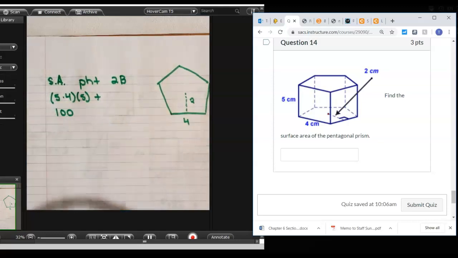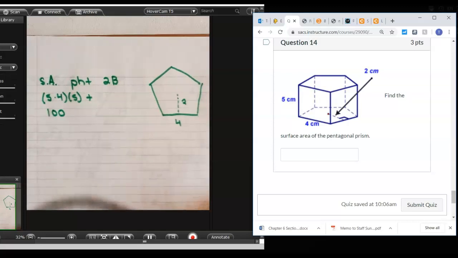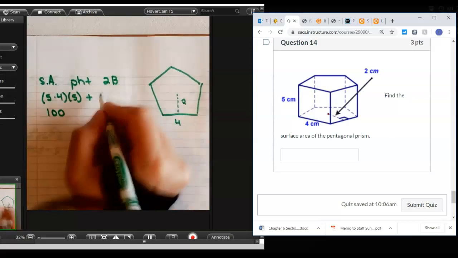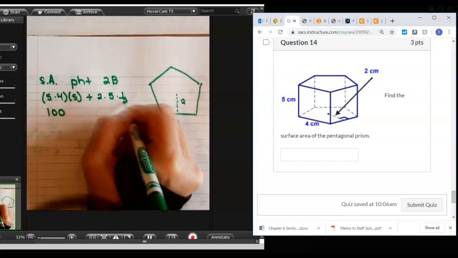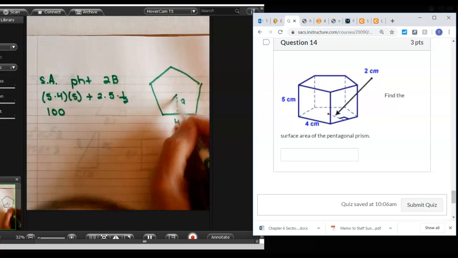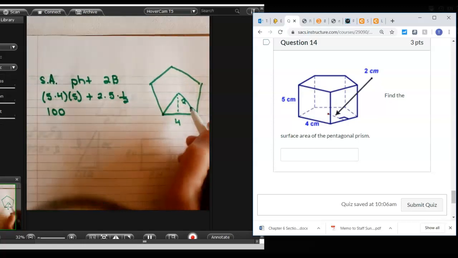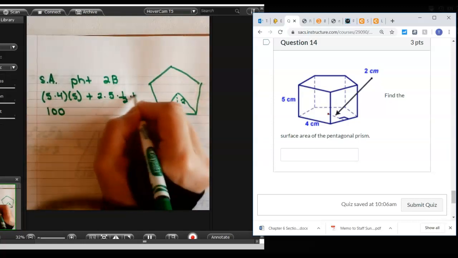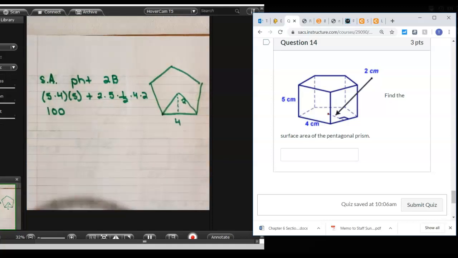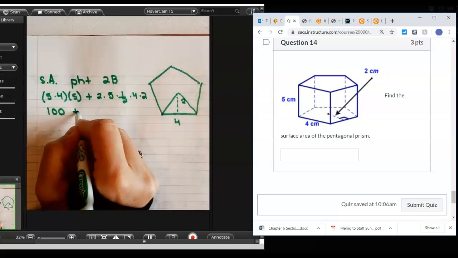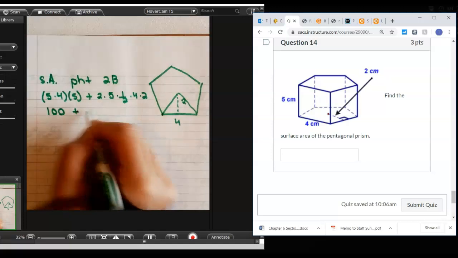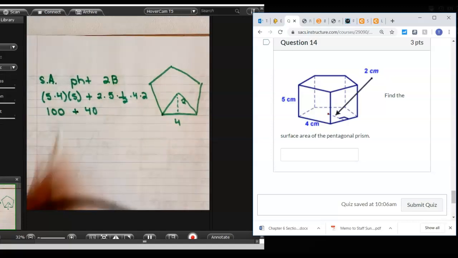So that alone gives me 100. Then I need to find the area of this base. When we did this, we used the number of triangles, which in this case would be 5 times 1/2. And then I need the area of just this triangle here, which is 1/2 the base times the height. My base is 4, my height is 2. When I plug that into my calculator, I end up with 40. So my final answer is 140.